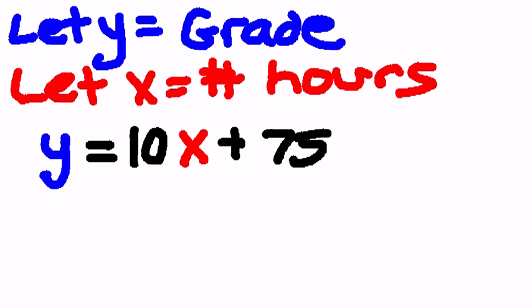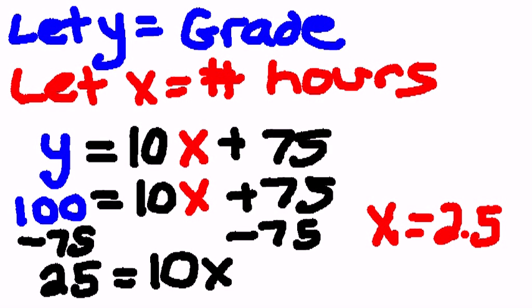So let's say we know that Joe got a 100% on his test. How can we find out how many hours he studied for? Well, we can just plug the specific values into our equation. So, since 100 is the grade, we have 100 equals 10 times x plus 75. So now we can simply solve the equation. You can subtract 75 from each side. So 100 minus 75 is 25. So you get 25 equals 10x. Then, dividing each side by 10, you get x equals 2.5. So, what does this tell us? This tells us that if Joe gets 100% on his test, that means he studied for 2.5 hours.